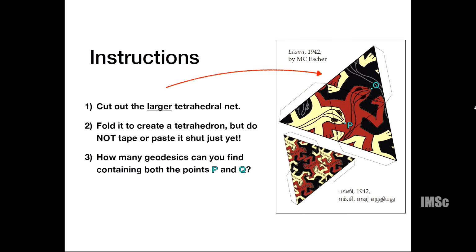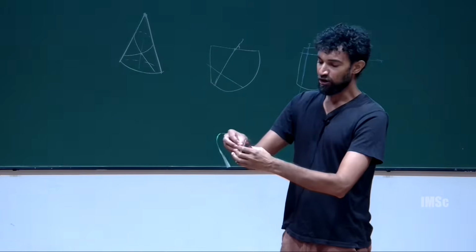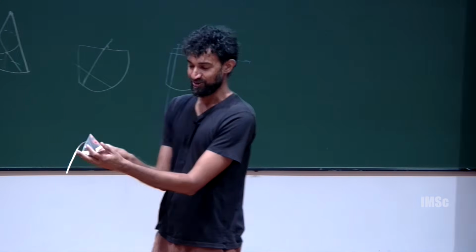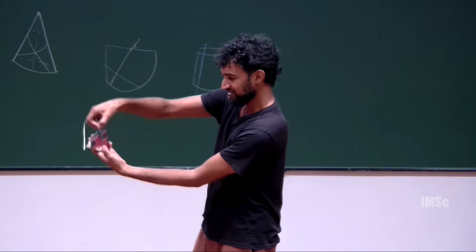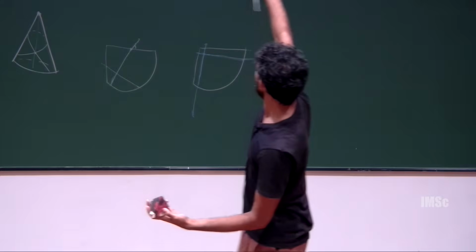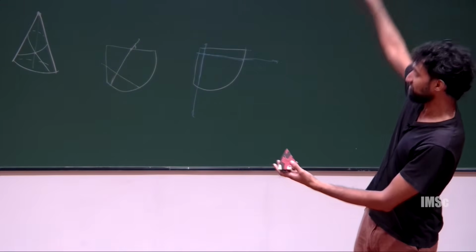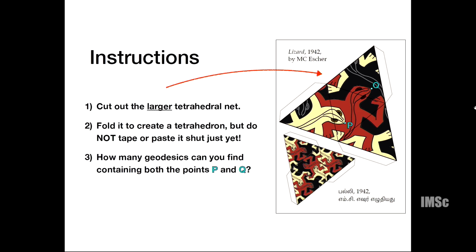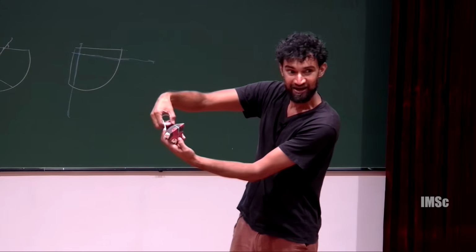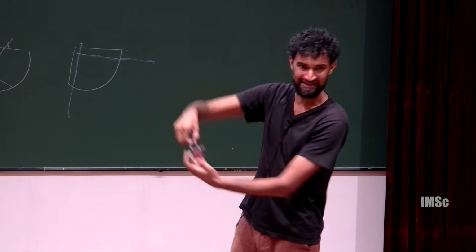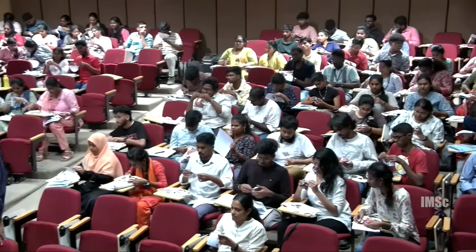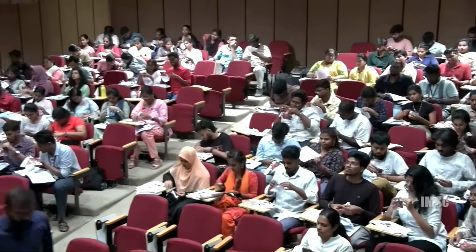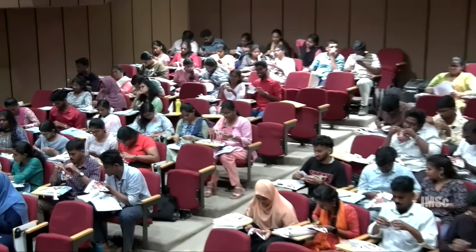But again, the question is, if you start a geodesic from the yellow lizard's nose, what are the different ways you can reach the red lizard's nose? There's one easy one. There's a shortest path that goes from the yellow lizard's nose to the red lizard's nose, the obvious one from P to Q. But are there other ones that you can find besides this one? Are there any other paths from the yellow lizard's nose to the red lizard's nose? So, how many people have found another path?